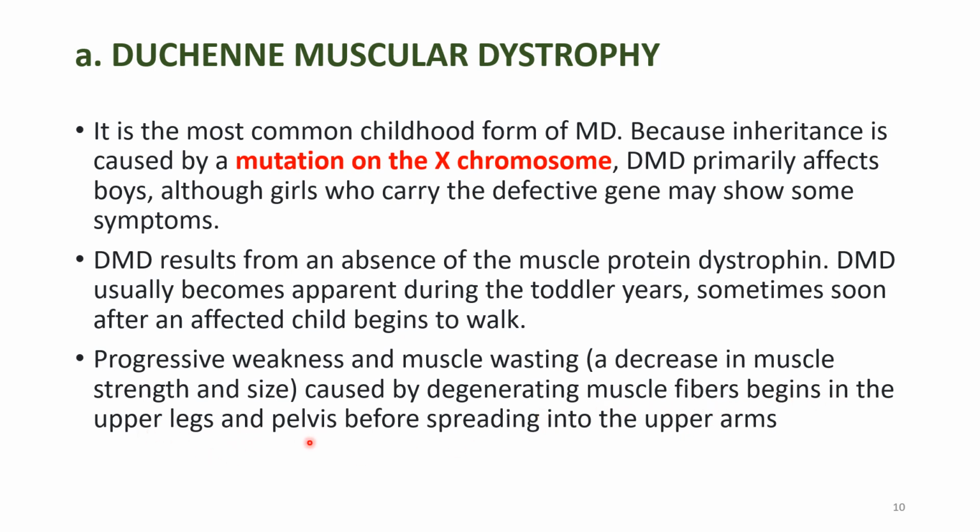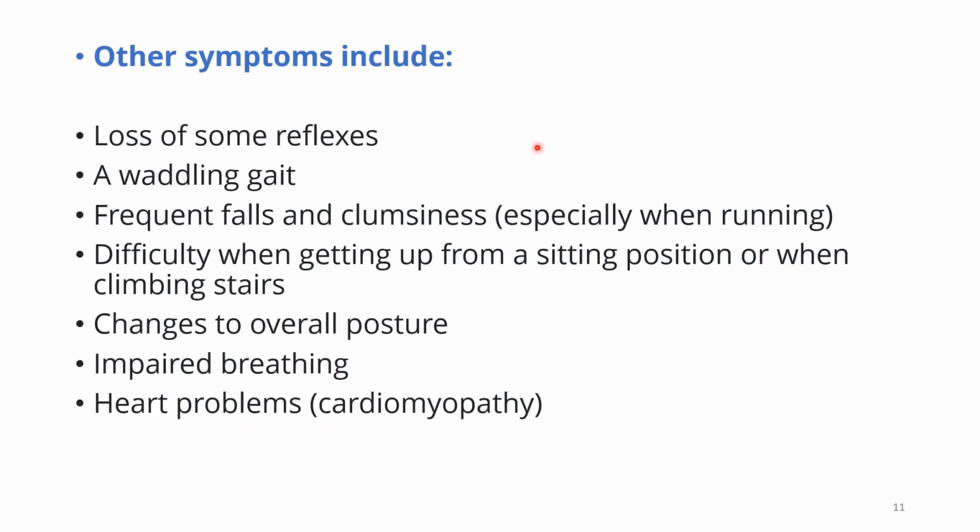It begins in the upper legs and pelvis before spreading to the upper arms. So in the legs first we can notice this disease. Other symptoms include loss of some reflexes, waddling gait, frequent falls and clumsiness, especially when running, and difficulty when getting up from a sitting position or when climbing stairs. So when the person is about to get up from the sitting position, he cannot get up.